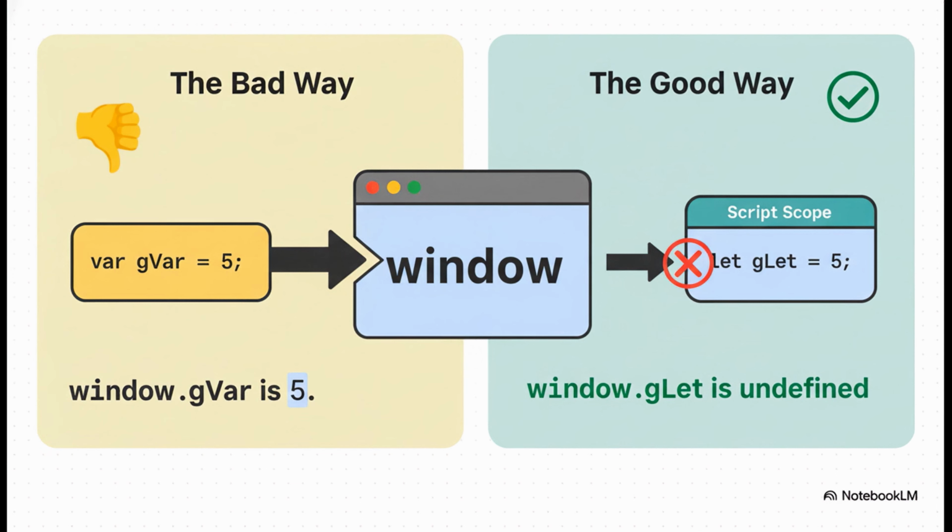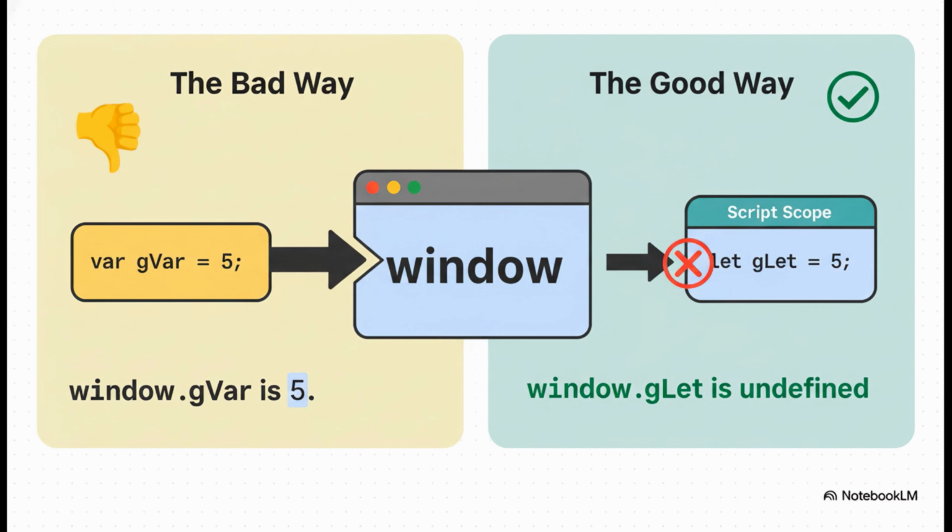And here's that problem live in action. Look at the left side. When we use var to declare gvar, it gets slapped right onto the window object. We can literally access it with window.gvar. This is what we mean by polluting the global object. Imagine you create a variable named data, and then you pull in a third-party library that also creates a global variable named data. Poof, one can override the other, causing total chaos.